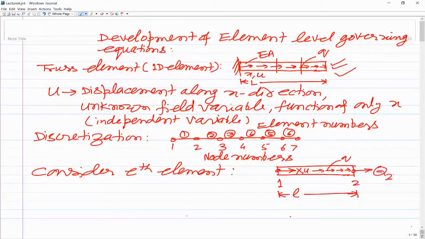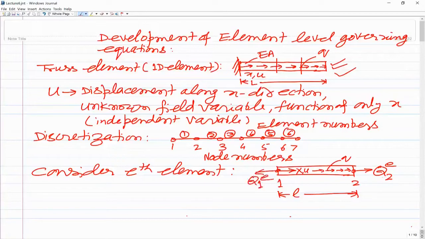This is actually EA into du by dx at this particular location. And let me put the superscript for the element number. So this is the eth element, so I'm putting it as Q2E. So whatever structure is there on the right side of this will be exerting a force Q2E, and whatever structure is there on the left side, that force is Q1E. Subscript is basically the node number, and superscript is the element number.